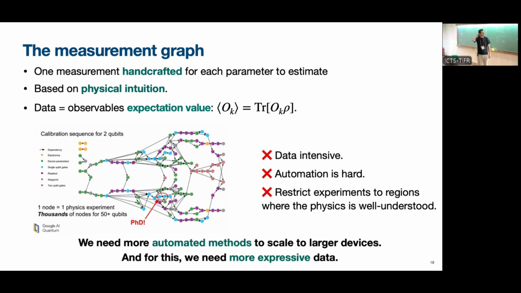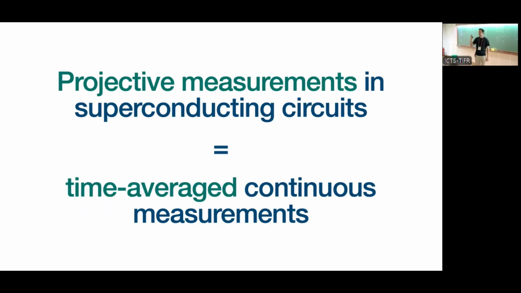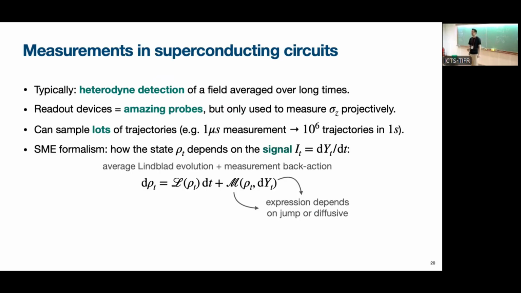And so, okay, this is a claim. Not everyone agrees, but I think we need more automated methods to scale to larger devices, okay? And I think for this, we might need more expressive data than the expectation values we're working with today. So that's nice to say, but what data could we use? Well, if there's one thing you should remember from this talk, and that's why it's written in big, it is that what we consider as projective measurements in superconducting circuits are always time-averaged continuous measurements. So we can only do continuous measurements that we average for, say, 200 nanoseconds. And so typically what we do is heterodyne detection of a field.